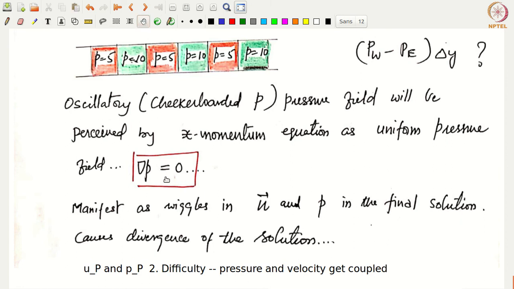So we will see how to address these two difficulties when we try to solve fluid flow equations through some algorithms that are there in the literature. So that will be our topic for another lecture on another day.